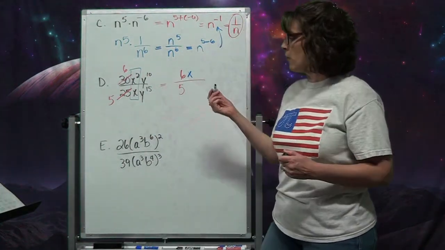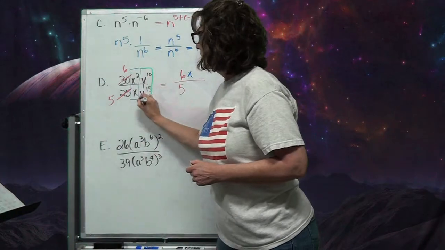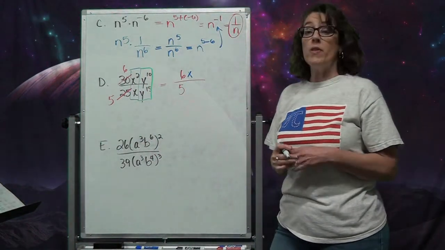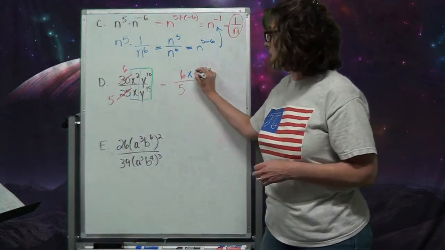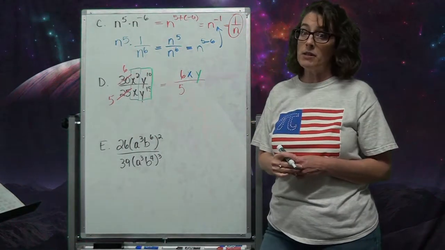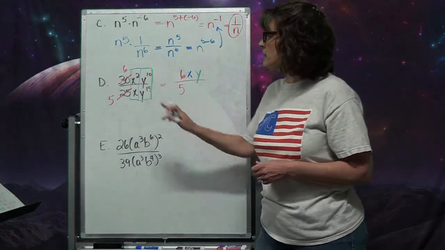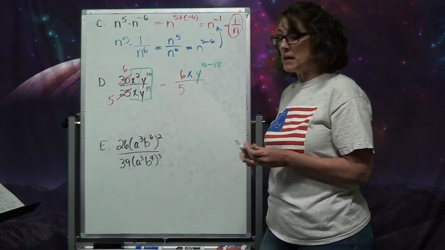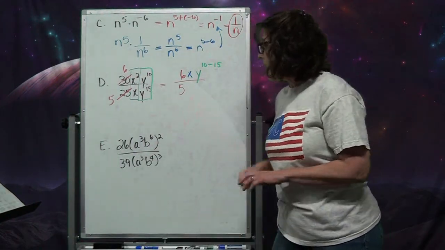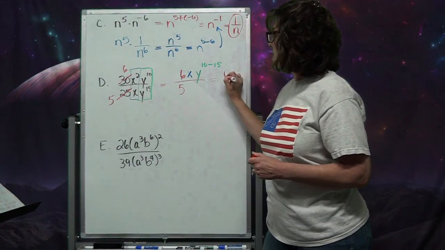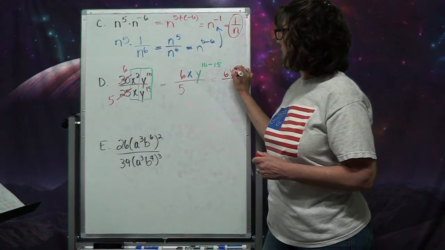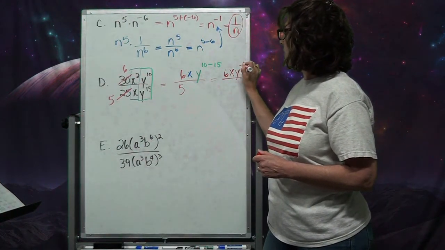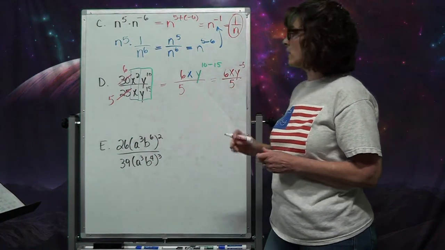Now I'm going to deal with my y's. And notice again, when the base is the same and I'm dividing the base, I'm going to keep the base because it's all about the base, and I'm going to subtract 10 minus 15. Now 10 minus 15 will give me a negative 5. So what I have here is a 6 on that numerator along with an x and a y to the negative 5, and then that denominator of 5.